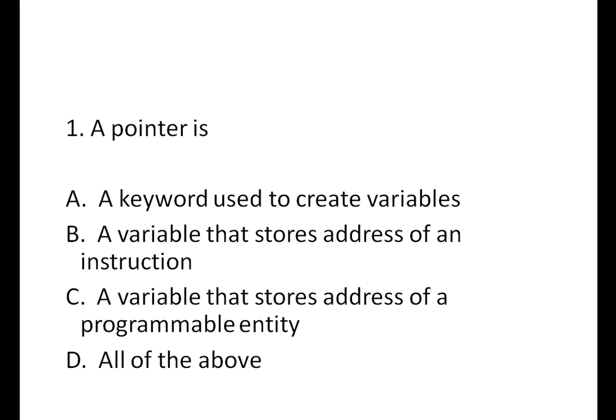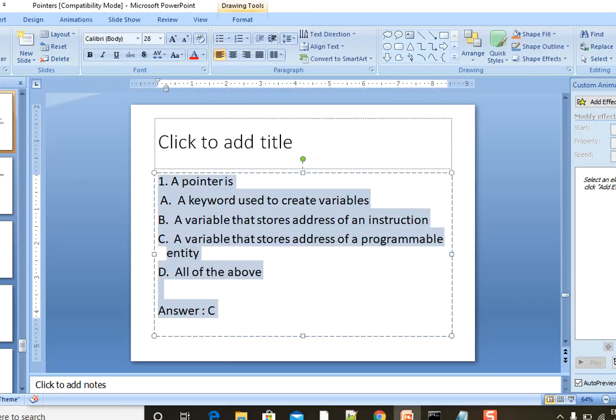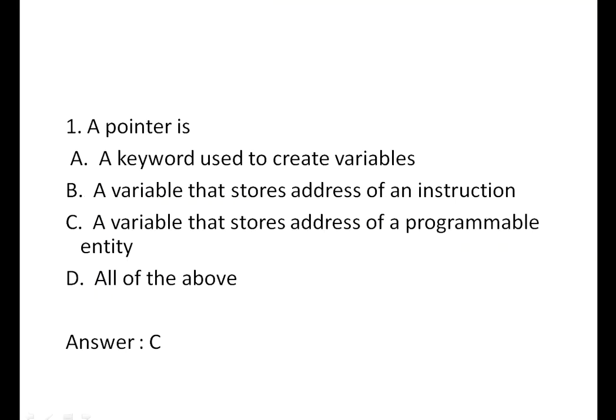So what is a pointer? Whether it is a keyword to create a variable, or a variable which stores the address, or which stores the address of a programmable entity. Yes, the answer is C. Why is it not B? Because B says it stores the address of an instruction. It is not going to store the address of an instruction. It is going to store the address of a programmable entity. It may be a variable or a pointer, something like that, right?